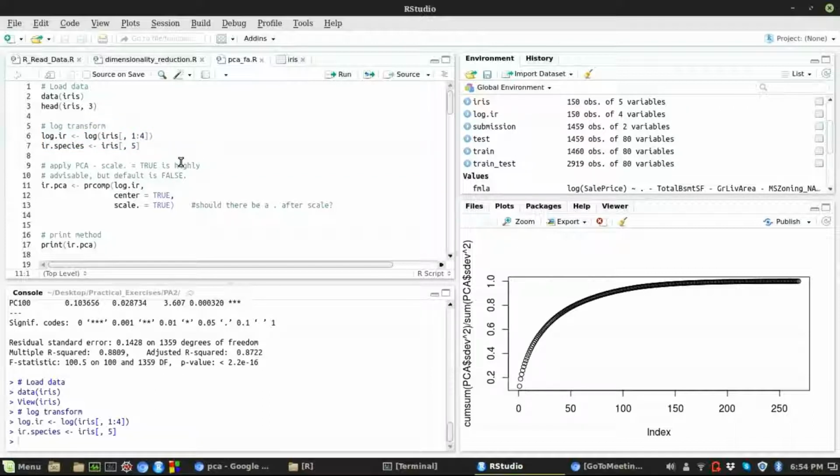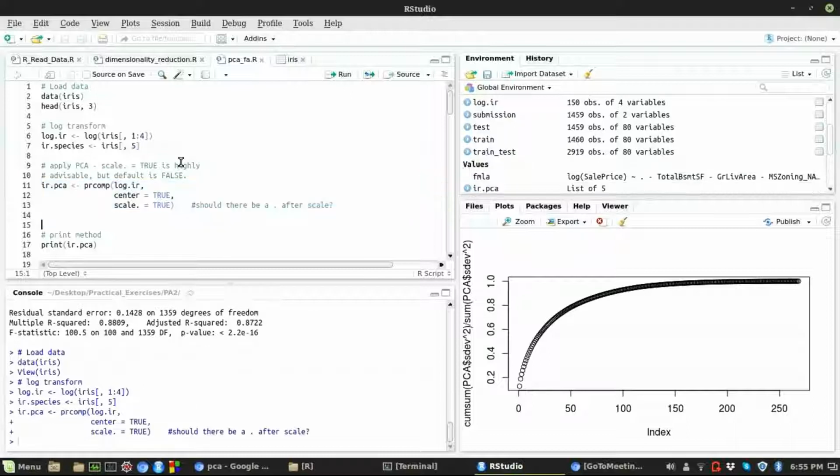Now they are doing centering and scaling here. Center equal to true and scale equal to true. So before you do the principal component analysis, you subtract out the mean of each column and divide by the variance on each column. So bring the mean to 0 and the variance to 1.